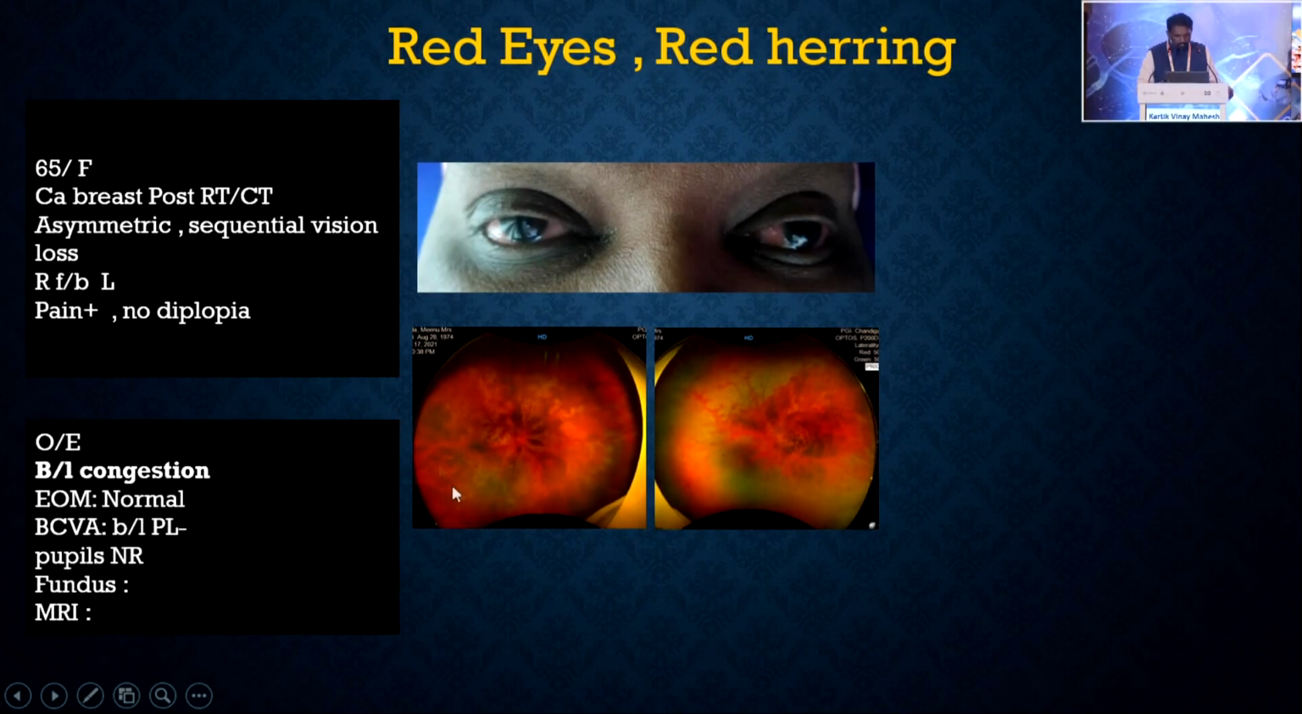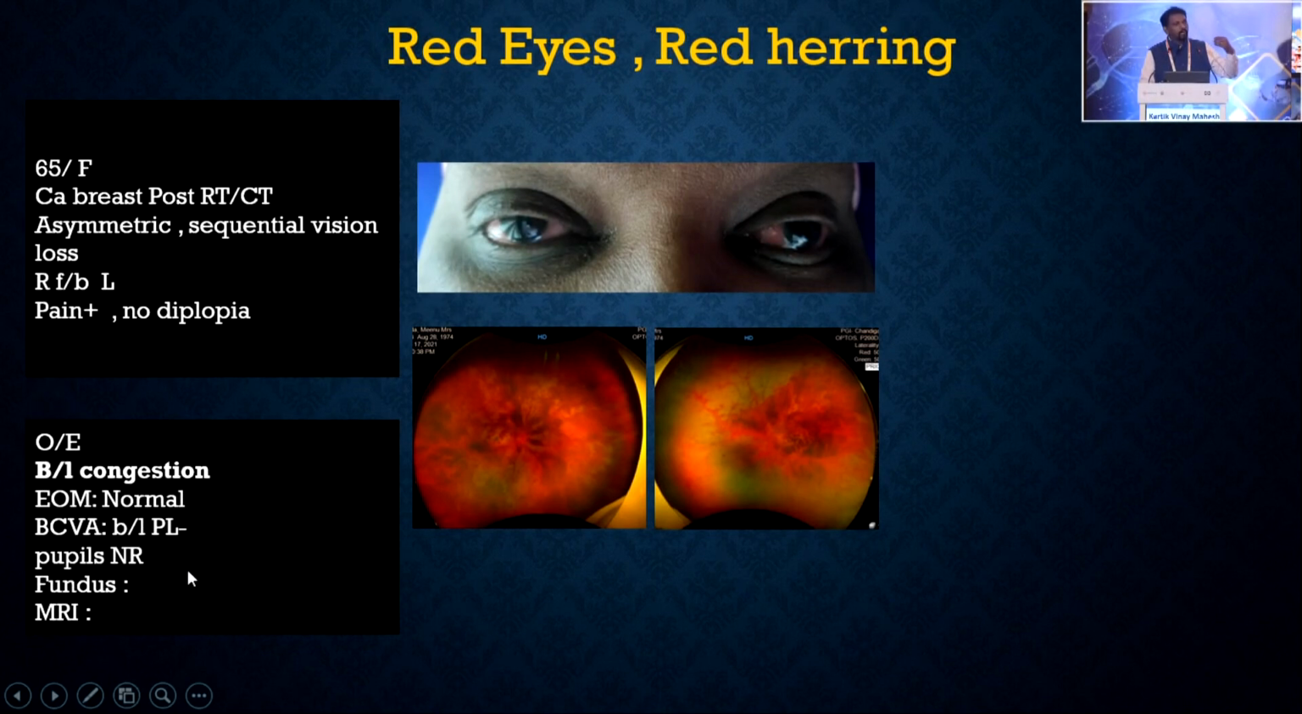The ophthalmologist sends this picture. Where is the optic disc? I can't see the optic disc. This ophthalmologist says she has bilateral CRVO. Then why are they sending this patient to me? Why am I seeing a patient of bilateral CRVO in my OPD?